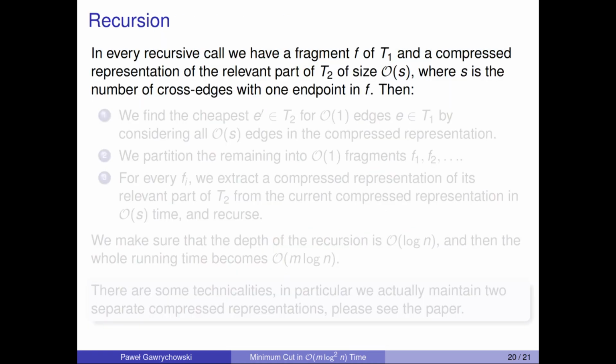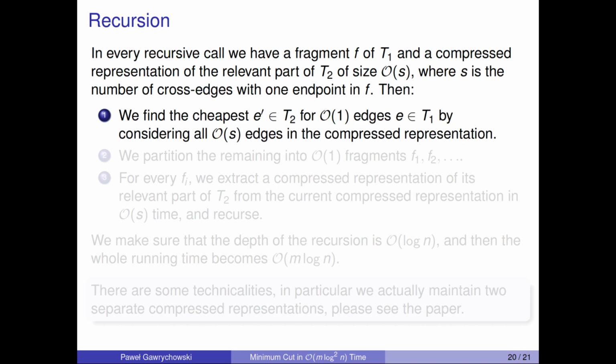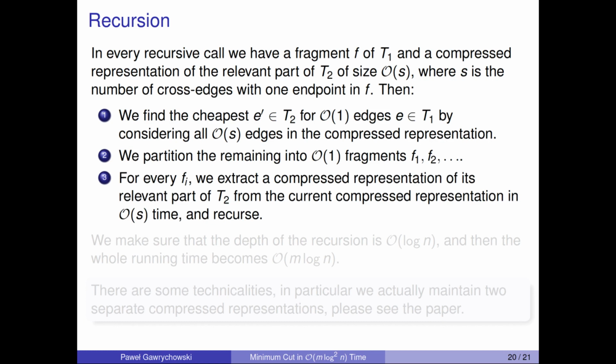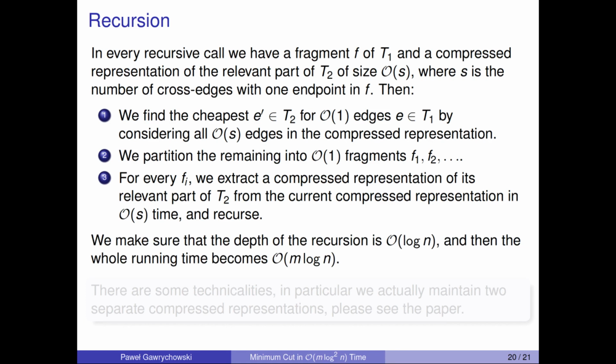So the whole recursive step is as follows. We have a fragment F of T1 and a compressed representation of the relevant part of T2 of size O of S, where S is the number of cross edges with the left endpoint in F. Then for a constant number of edges E of the current fragment, we find the cheapest E prime by just looking at the whole compressed representation in O of S time. The remaining edges are partitioned into a constant number of fragments F1, F2, and so on. And for every Fi, we do the following. We take the current compressed representation, and in O of S time, we scan it and extract a compressed representation for the relevant part of T2 for Fi. So we take the current representation and prepare the new representation. Finally, we recurse on Fi and this new compressed representation. We make sure that the depth is O of log n. I will not show you how, and then the running time becomes m log n.